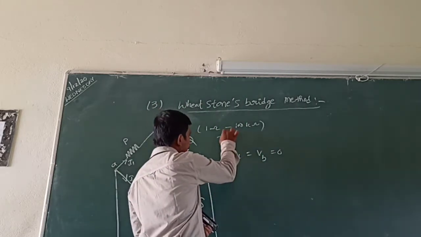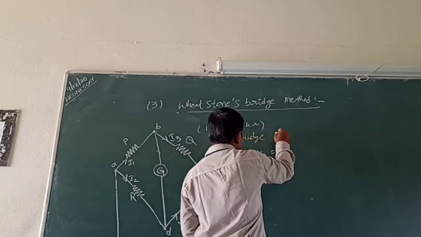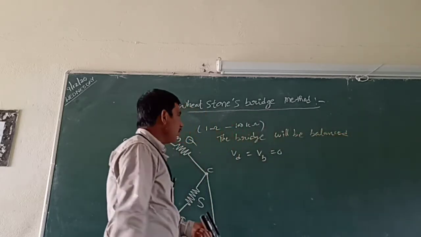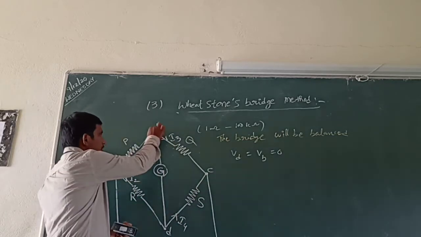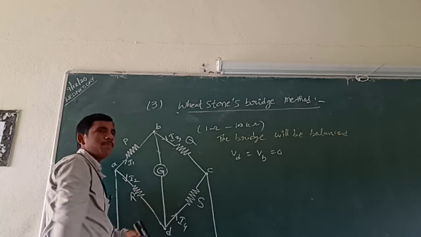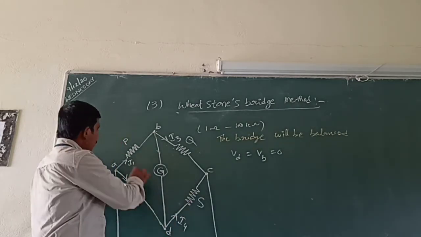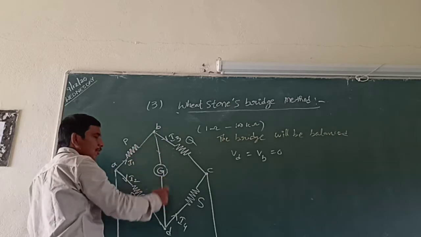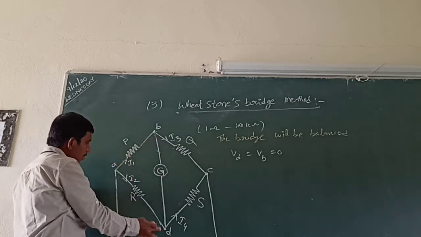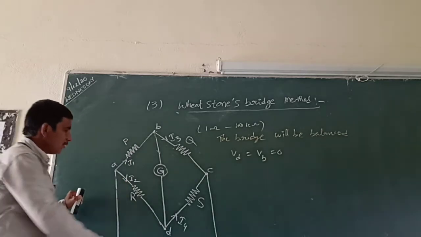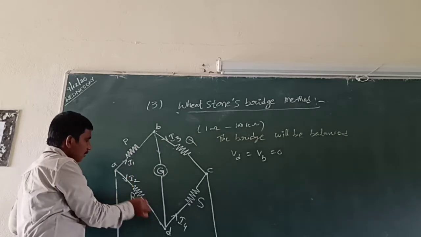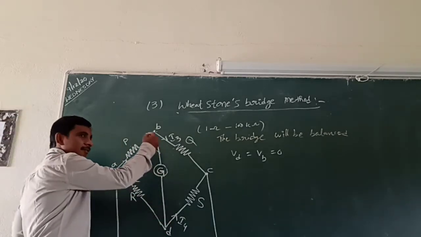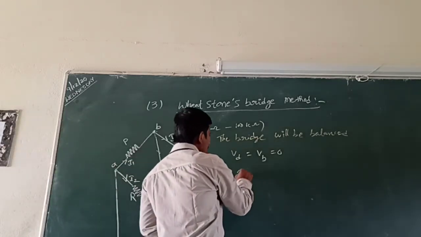The bridge can be balanced when the bridge is in balancing condition, when the potential difference between points B and D is equal to zero. The potential difference between these two points should be zero. Or else the voltage drop between B to A and D to A are both the same, meaning there is no current entering through the galvanometer. VBA equal to VDA. If the voltage at this point is equal, or the voltage drop in this arm I2R equal to I1P, if it is equal, then there is no current entering the galvanometer. Or I1 equal to I3.